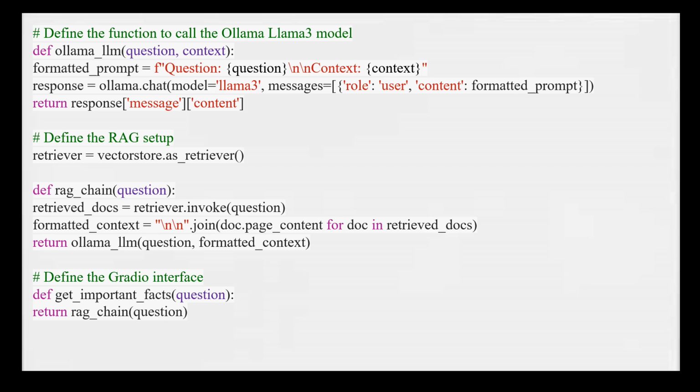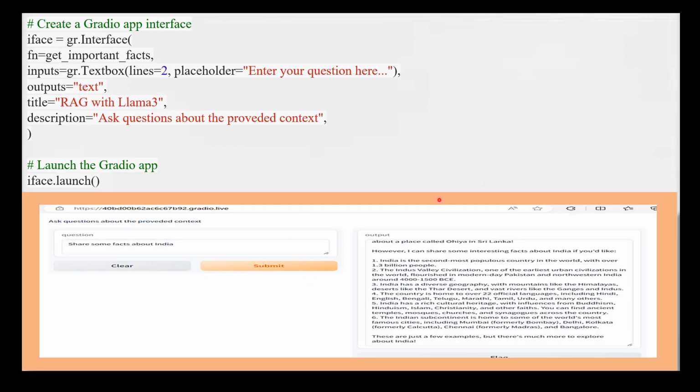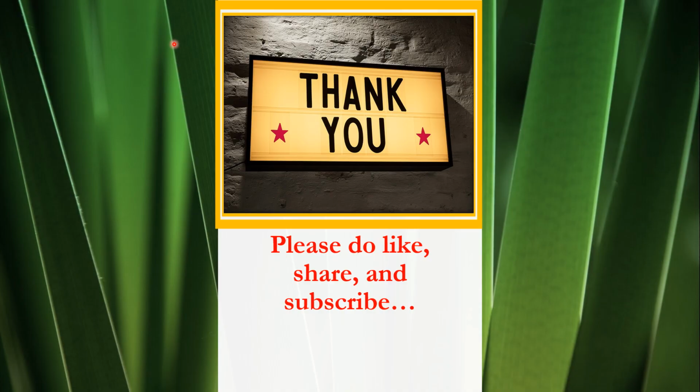So when you run this code, you'll get the results like this, where you can ask any question about this website and you'll get the results. So to summarize this, we can say this RAG app allows you to input a question and it generates a response by using the Llama 3 model on the data retrieved from this specified web page. Thank you.